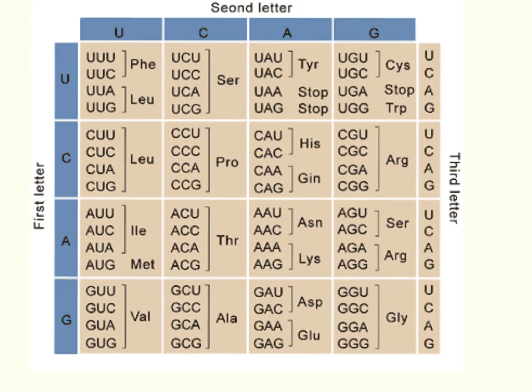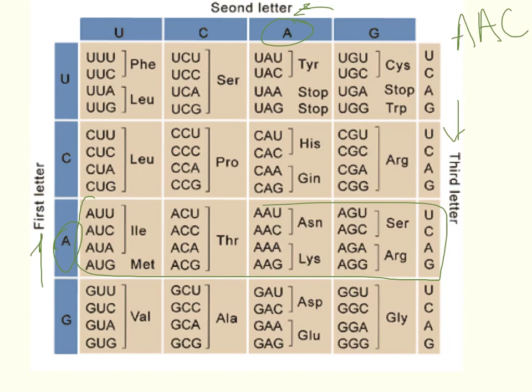So here's the codon chart. You need to be able to read this. Hopefully you remember this codon chart from freshman year. Essentially, you read the first, the second, and then the third letters. So let's say, for instance, you have AAC. The first letter is A, the second letter is A, the third letter is C. So you say, okay, it's got to be on this row, in this column, and then C.